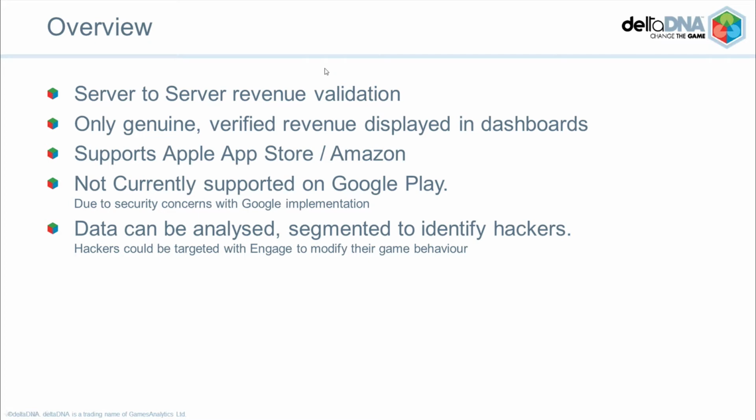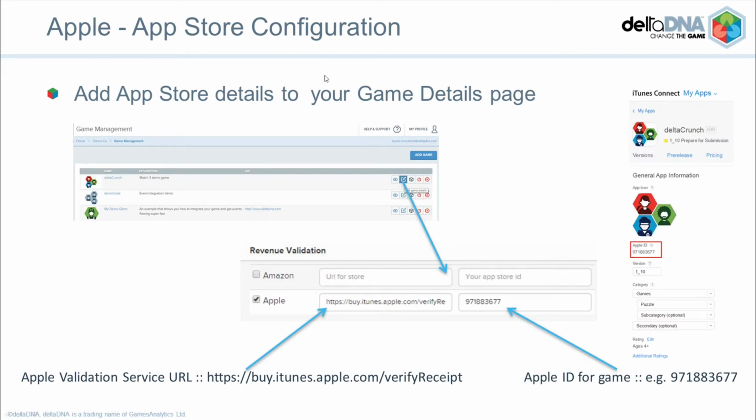So the two pieces to the equation to get this all rolling are, first of all, you need to set up inside the Delta DNA platform a link that tells us the ID of your game and what service we're validating against.